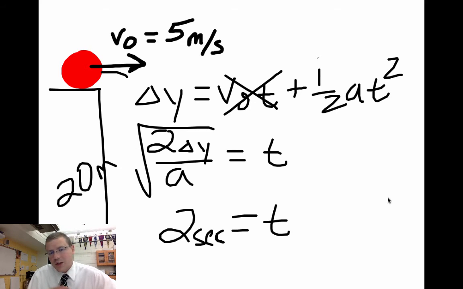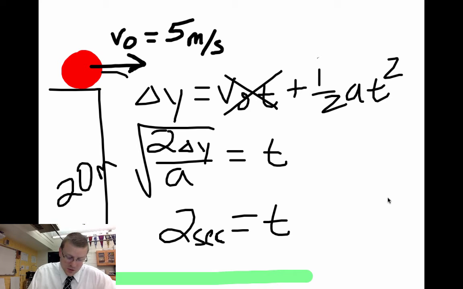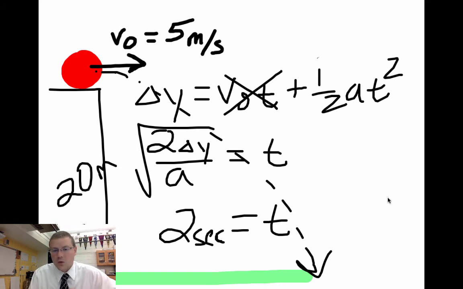It takes 2 seconds for the object to fall. It's also going to take 2 seconds for the object to fall out. So what I'll ask you to do for homework is tell me this. How far out here in the horizontal direction does the marble travel before it reaches the ground? Basically, what is the horizontal displacement?